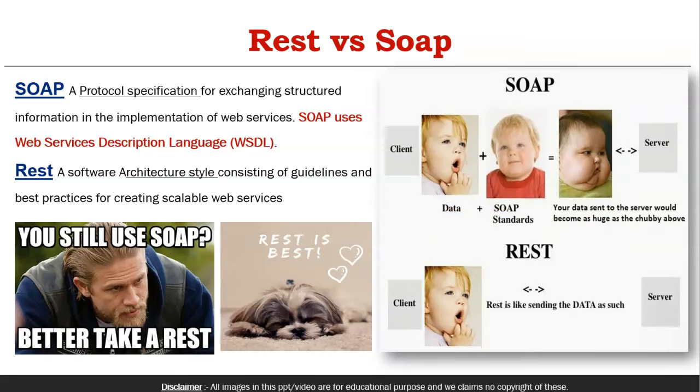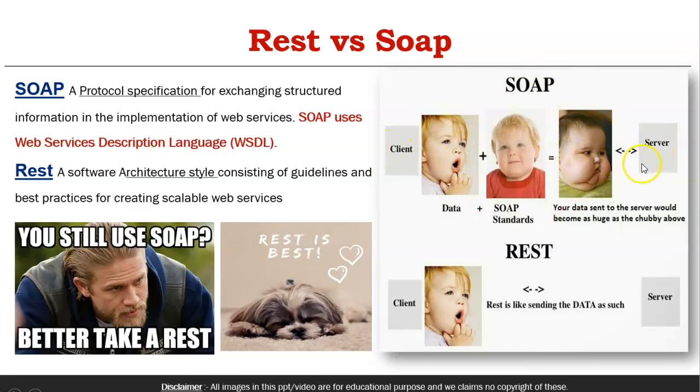So quickly, SOAP gives a bulky response when a client sends a request to the server. A client can simply send data to the server, and that is REST. But with the data, if there are SOAP standards, as we have seen, in the case of SOAP the data becomes bulky when it reaches the server.